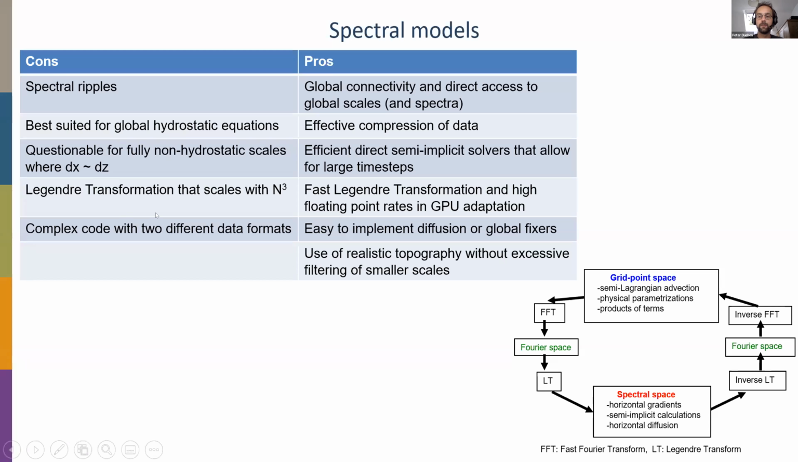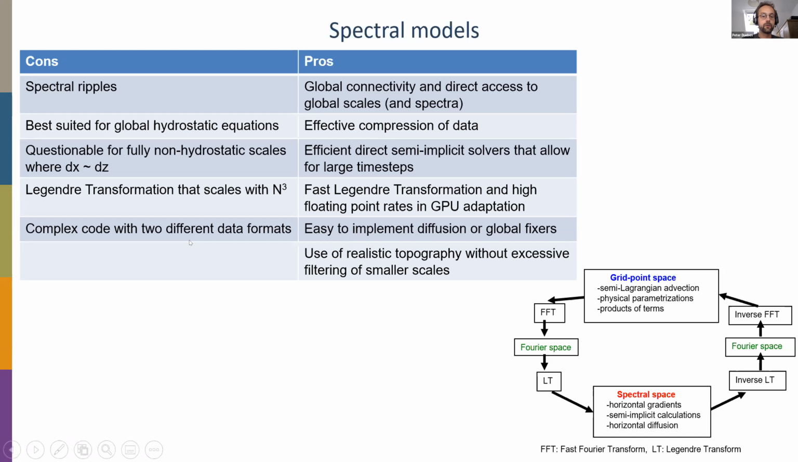And another famous problem is the so-called Legendre transformation, because this scales with n cubed, where n is the number of grid points at the equator. And as you increase resolution, the Legendre transformation will take more and more of your computational cost. And people often say that this is the problem that is finally going to put spectral models out of competition.